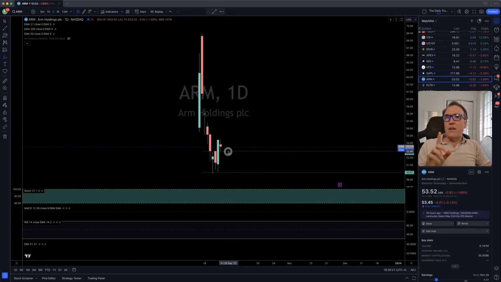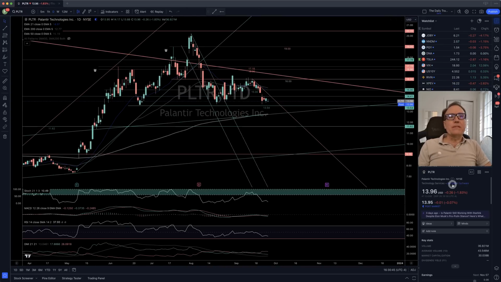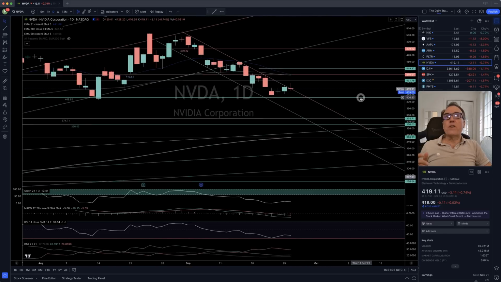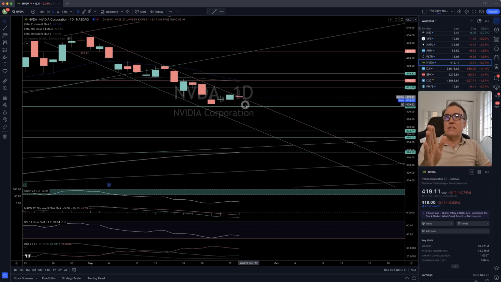ARM is resting on its support at 52.89, 1.69% down. This is insignificant. Palantir is down 1.83%. It's maintaining itself above 13.54. It's just going sideways. Nvidia tried to break, look at this, it tried to break our downward resistance, but it did not break it, just stopped right smack on it, down 0.74%.